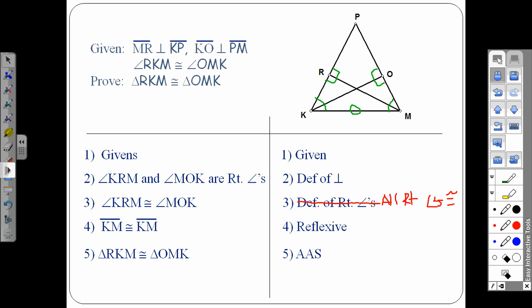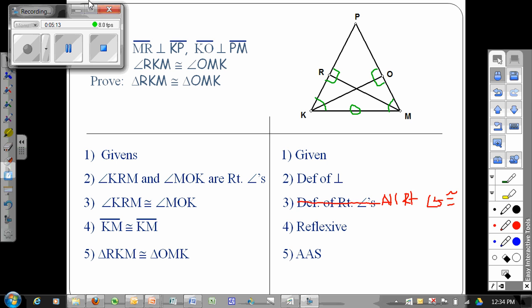Okay, that's it. So yes, this section you will have some proofs that you'll have to do. Sorry, we're almost done with proofs, but that's all we have for this lesson. Hope that wasn't too bad.